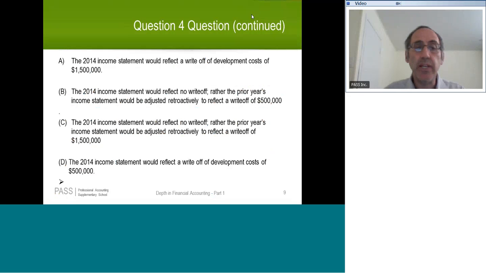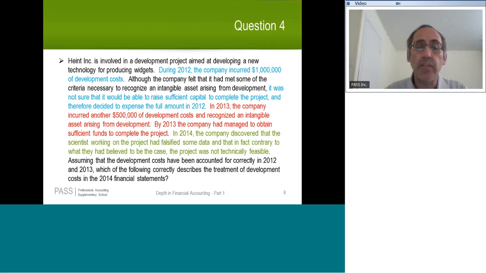I would have chosen B. The 2014 income statement should reflect no write-off. Rather, the prior year's statement would be adjusted retroactively to reflect the write-off. The reason for this is quite simple. The company did the correct thing in 2013 by capitalizing based on the information available. At that point, they didn't know that anything had been falsified.